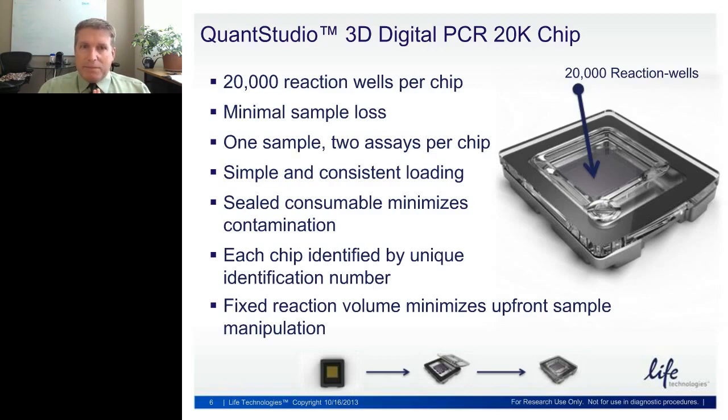Our system is designed to handle one sample at a time, and it's designed to allow you to duplex, meaning you can look at 2 assays per sample per chip. So you can have a VIC and a FAM fluor at the same time. It's simple and consistent loading. You wind up putting all the PCR reaction onto the chip itself, and therefore you don't have any kind of dead volume that gets lost in tubes. As I mentioned, the sealed consumable makes sure that there's minimal contamination. Each chip, of course, comes with a unique identifier number, which is read by the reader and is then sample tracked throughout the whole process. And because the reaction volume is fixed, there's minimal upfront sample preparation time. So it's a very easy and very straightforward workflow.